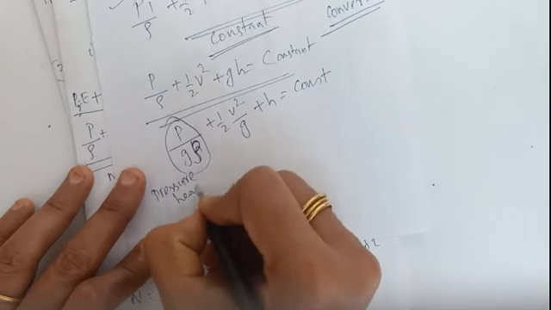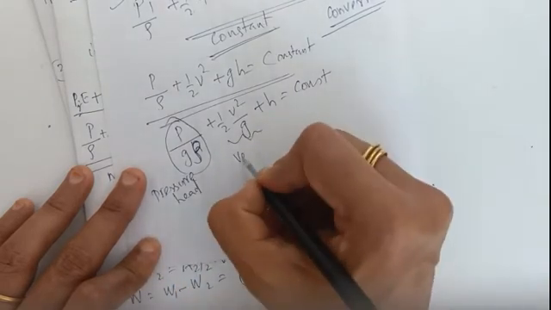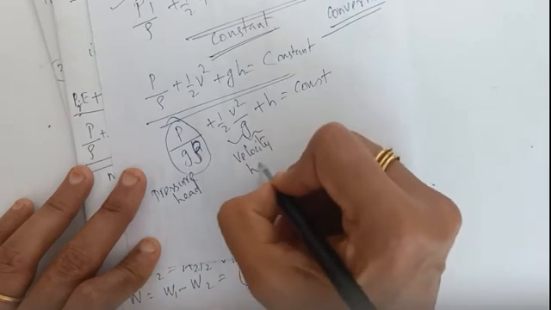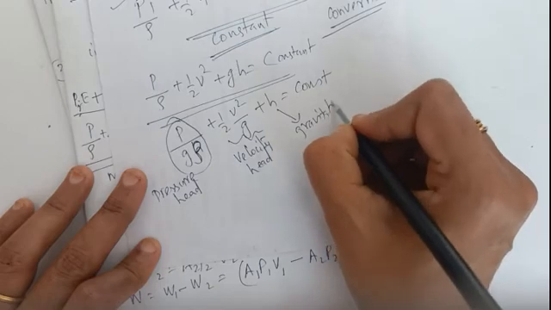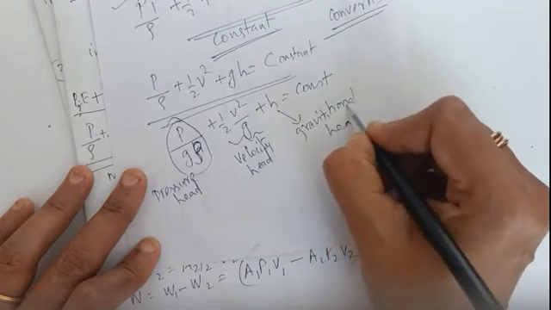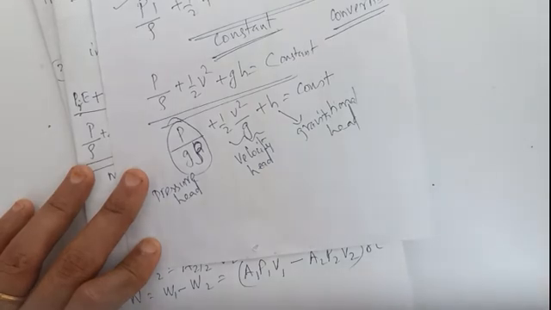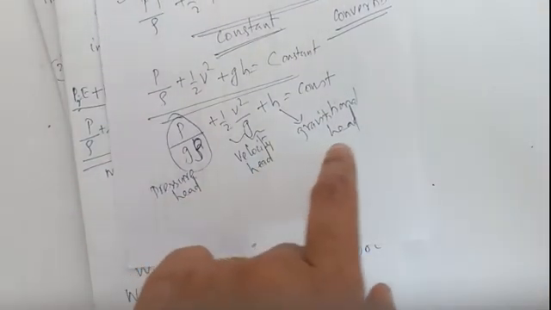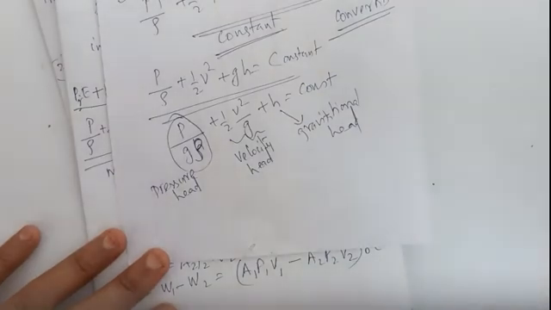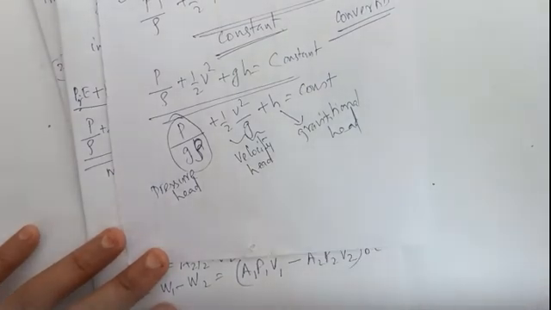pressure head. And this term is known as velocity head, and this term is known as gravitational head. This is known as gravitational head because this is the height through which the liquid must fall freely to attain the velocity V. So that means that pressure head plus velocity head plus gravitational head is a constant. Or in other words, Bernoulli's theorem states that at all the points in the streamline flow of an incompressible mobile liquid, the sum of the pressure head, velocity head and the gravitational head is a constant.